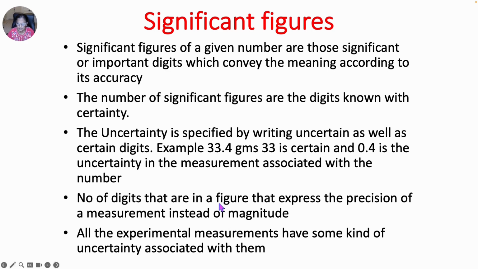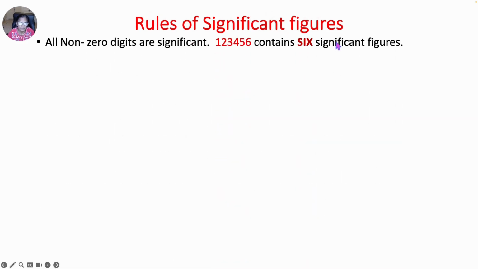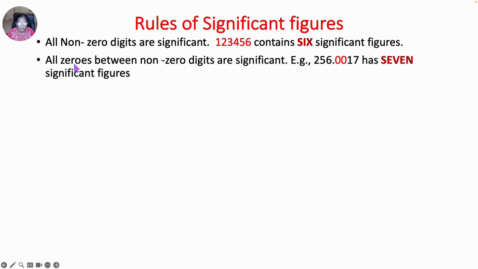All the experimental measurements have some kind of uncertainty associated with them. What are the rules of significant figures? The first rule, all non-zero digits are significant. For example, 1, 2, 3, 4, 5, 6, all non-zero are significant, and here in this measurement there are 6 significant figures. All zeros between non-zero digits are significant.